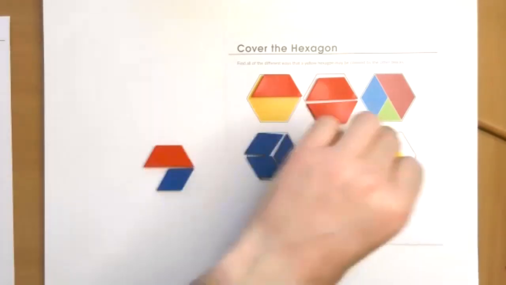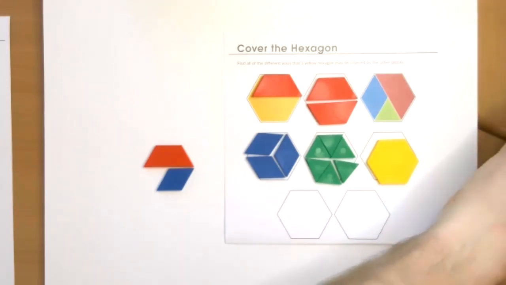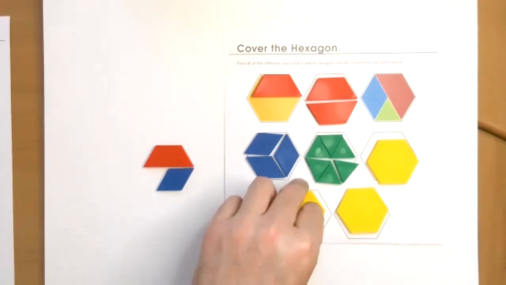So we know if we have one yellow hexagon, we would have 6 green triangles fit on top of it. But if we have 2 yellow hexagons, how many green triangles would fit on top? Well, obviously it's 2 6s, so that's 12. What if we had 3 yellow hexagons sitting on top? Well, 3 6s, so I get 18.